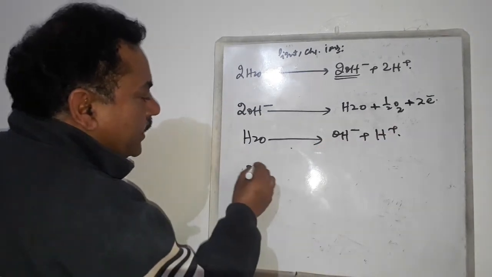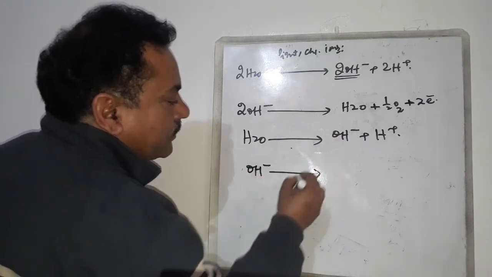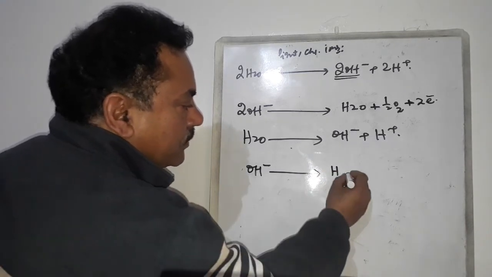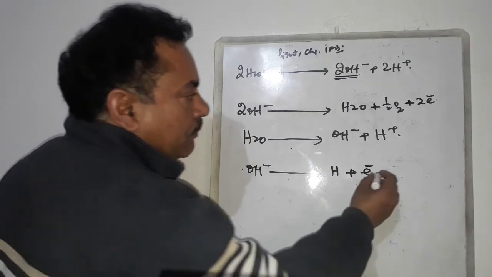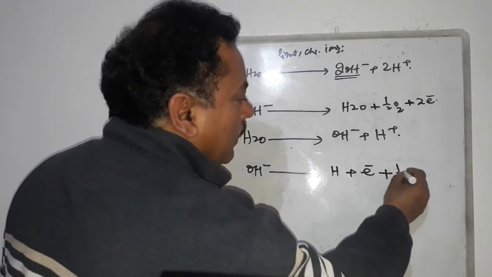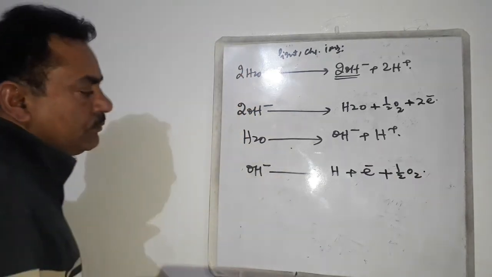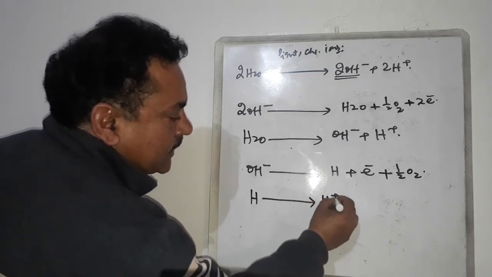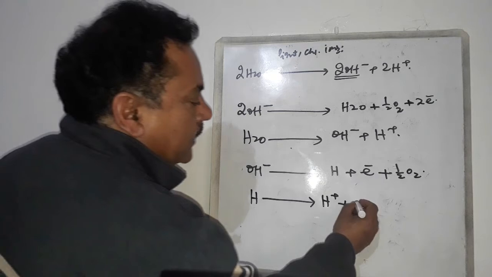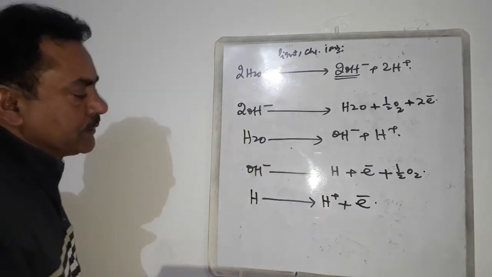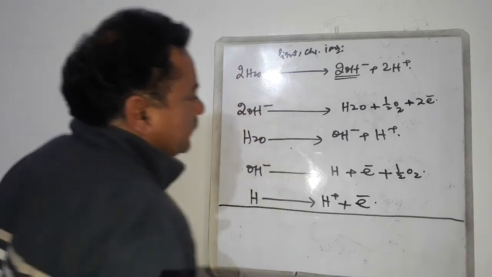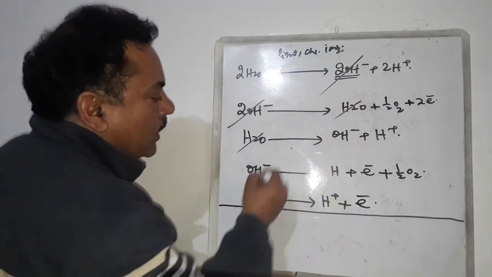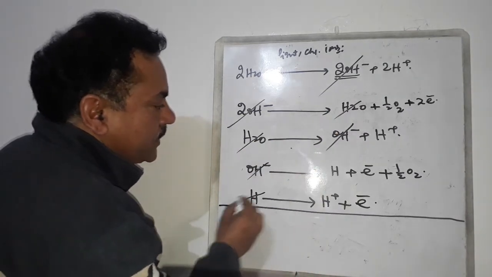Now take this OH negative. This will give rise to hydrogen, H, plus an electron plus half of O2. Now we have this hydrogen. Hydrogen will be split as H positive plus electron. Now let us see. Twice OH negative cancel, H2O cancels, OH negative cancels, H cancels.